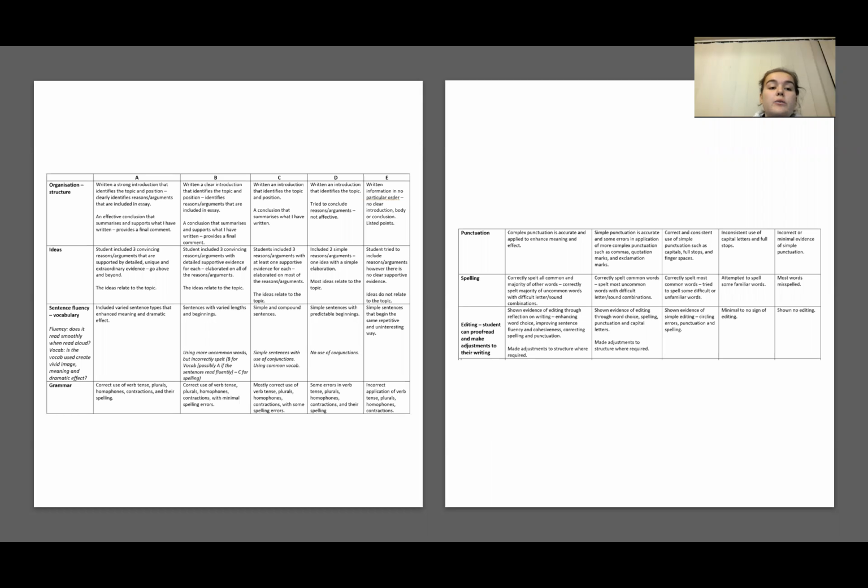So I had the organisation, structure, ideas, sentence fluency and vocab, punctuation, spelling, and also the editing, which was one of my learning intentions from the very beginning. So the main ones there are the organisation, the structure, the ideas and the fluency, so the purpose of their writing. The punctuation and spelling and grammar are more so for other achievement standards in the Australian standards.